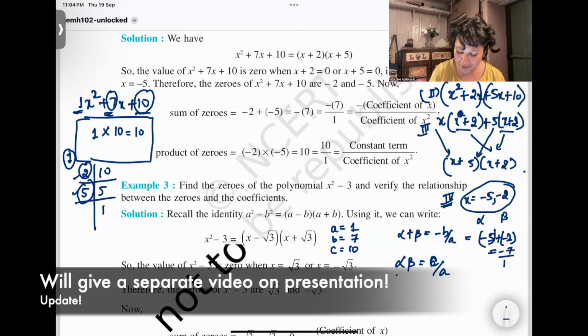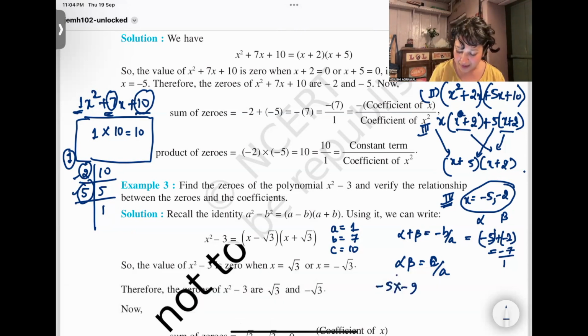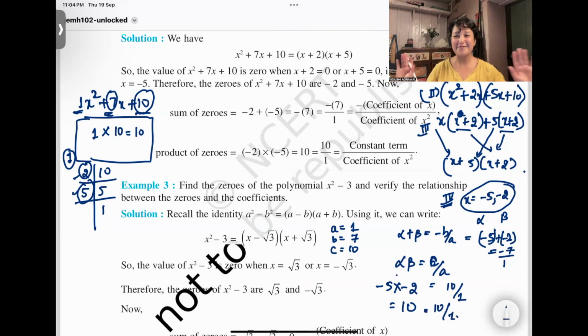Alpha multiplied by beta is minus 5 multiplied by minus 2. That is 10. And c upon a, c is 10 and a was 1. So my LHS again equals RHS. Therefore, hence proved. You will write at last in your examination, hence verified. Like this. Easy? So this is how you're going to solve these kinds of questions.